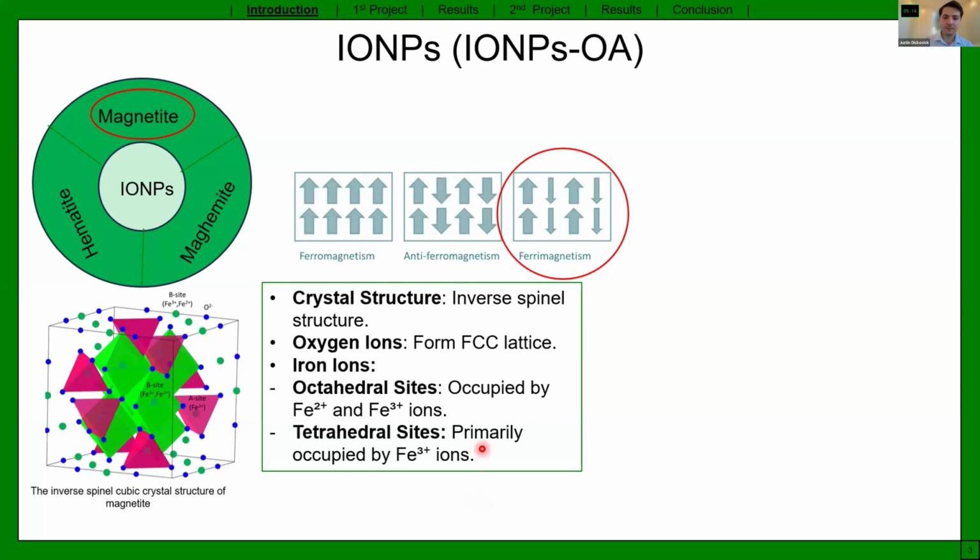Okay, so I was saying that these particles behave as ferrimagnetic because the iron 3+ in the octahedral and the tetrahedral sites align anti-parallel and the spins cancel each other. So the overall magnetization is only coming from the iron 2+ in the octahedral sites.